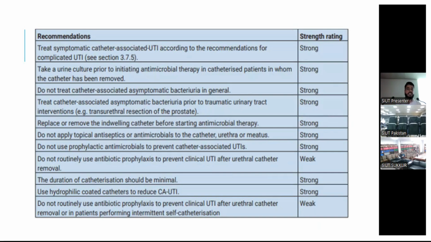Take a urine culture before initiating antimicrobial therapy in a catheterized patient in whom the catheter has been removed. And don't treat catheter-associated asymptomatic bacteriuria. Treat catheter-associated asymptomatic bacteriuria before any traumatic urological procedure. Replace or remove the catheter before starting antimicrobial therapy, and do not apply topical antiseptic or antimicrobial to the catheter, urethra, or meatus. And don't use prophylactic antimicrobials to prevent catheter-associated UTI. The duration of catheterization should be minimal, and use a hydrophilic coated catheter to reduce UTI.